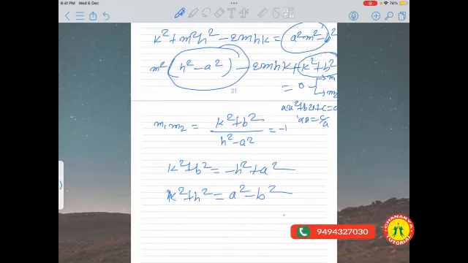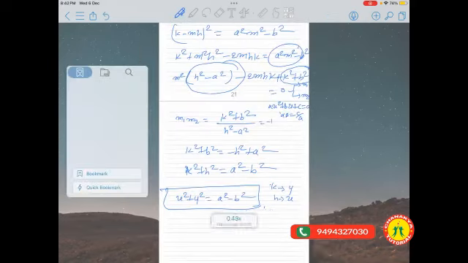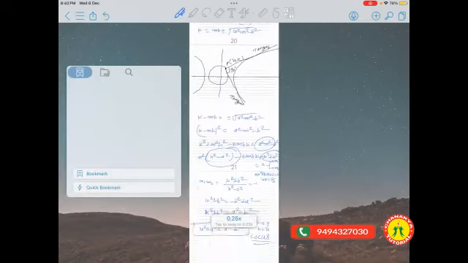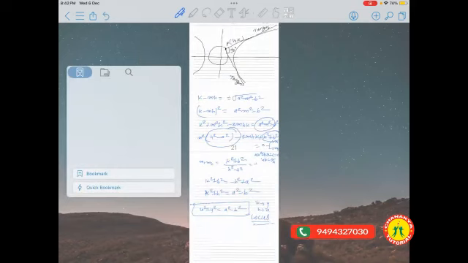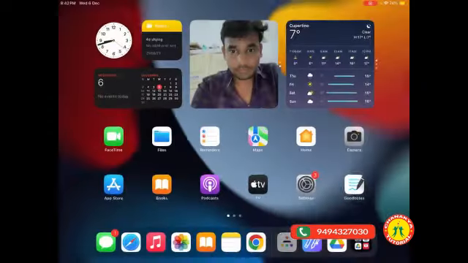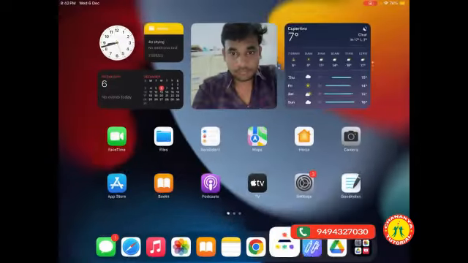So replace k with y, and h with x. So we get x square plus y square is equal to a square minus b square. So this is the locus of director circle. Got it? Tanish, clear है? Concept is clear? हाँ सर, क्लियर सर. Shai, clear है?